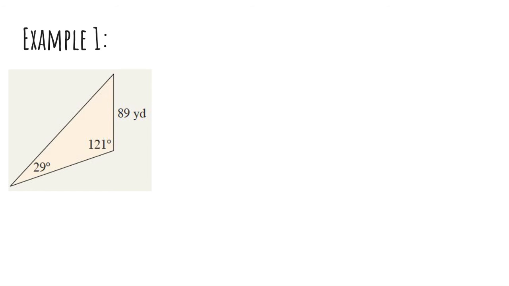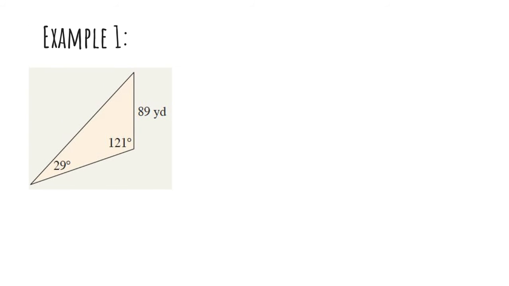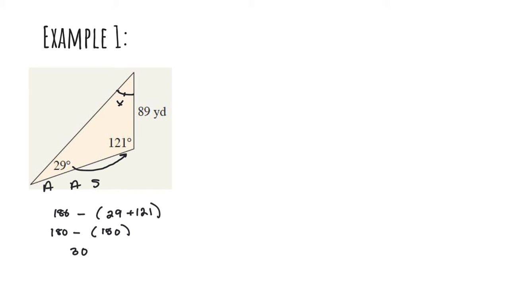Let's look at our first example. Again, trying to decide what's happening here. This is angle, angle, side. Start in one spot and kind of go around either clockwise or counterclockwise. First thing we know is we can find the missing angle. Let's call this angle X. 180 degrees is how much a triangle adds up to. We already know we have 29 degrees and 121 degrees, which is 150 degrees, which means we have 30 degrees left over for our angle.